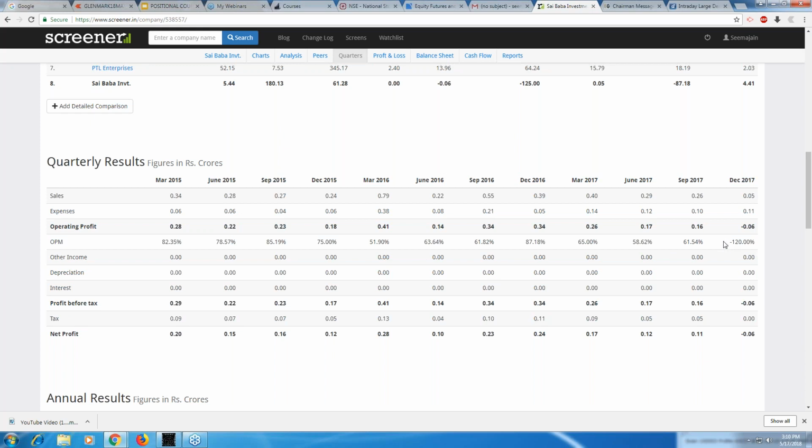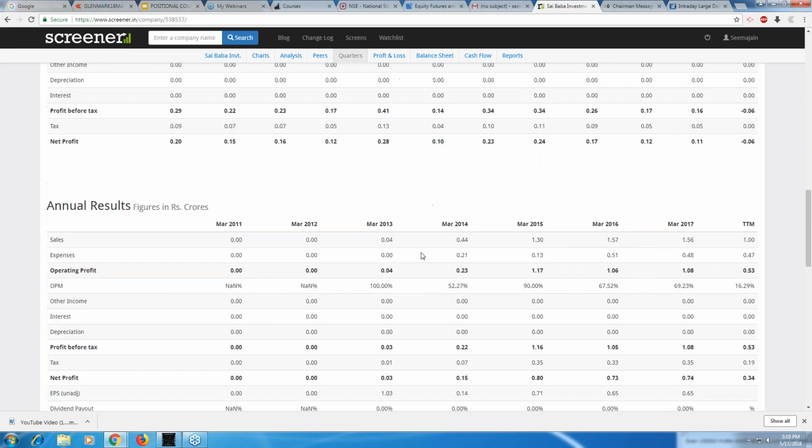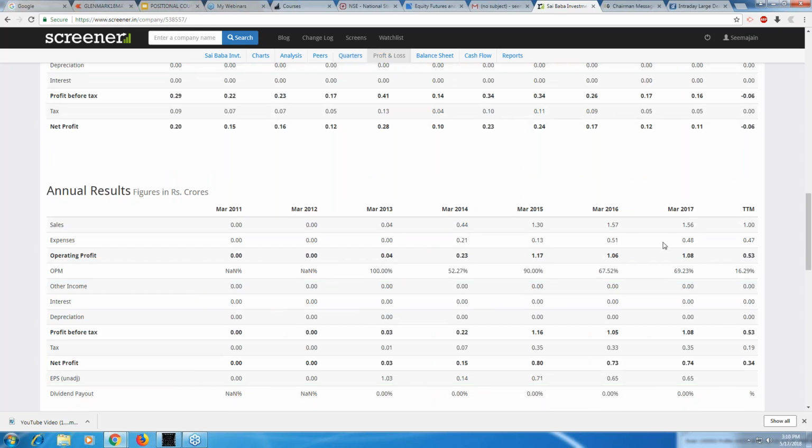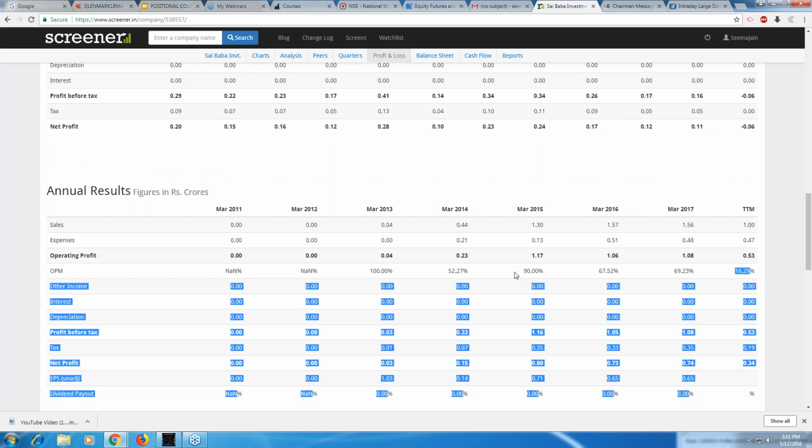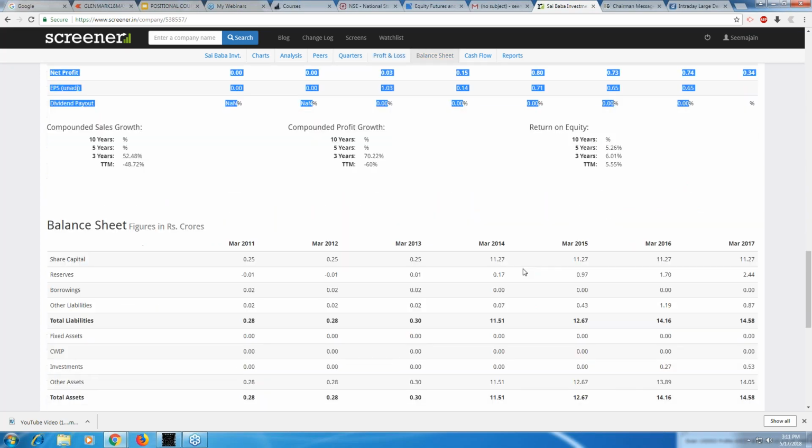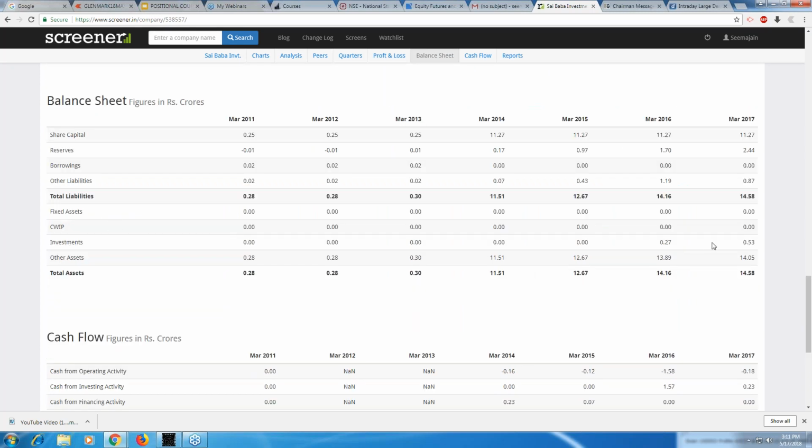Operating profit margins are in negative, right? Basically, there's nothing in it. There is barely any sales out here. Expenses are there. Operating margin, I don't know. It's a very, very sad balance sheet. There is no work in progress. Total liabilities are 14 crores.